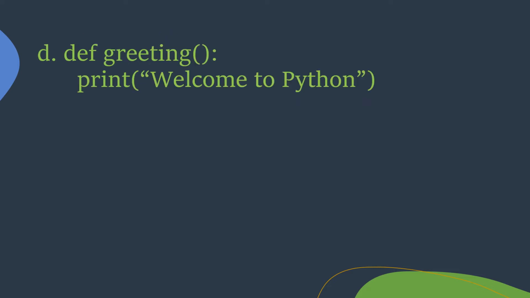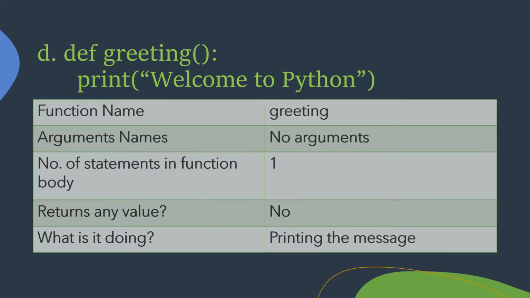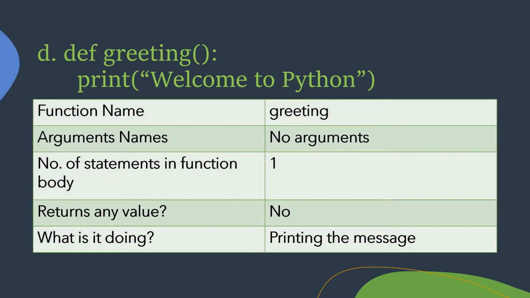Now the next function is greeting with no parameter, and it is printing one message, welcome to Python. So you can see the name of the function is greeting. There are no arguments, and the number of statements in the function is only one, the print statement. And does it return any value? No, there is no return value because no return statement is there in this function. Then what it is doing, it is just printing the message.